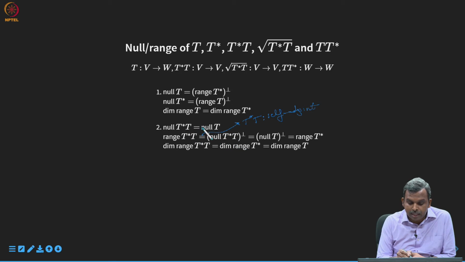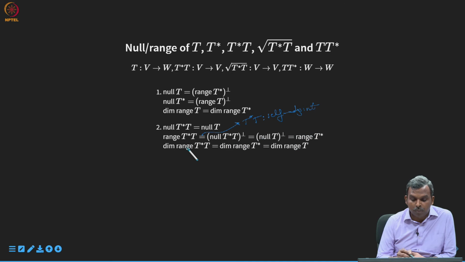Now, what is null T star T? It's the same as null T. So null T perp. What is null T perp from here? Range T star. Okay. So range T star T and range T star are exactly the same. Okay. All right. They are equal. There's no difference here. Okay. It's not just dimension or anything.